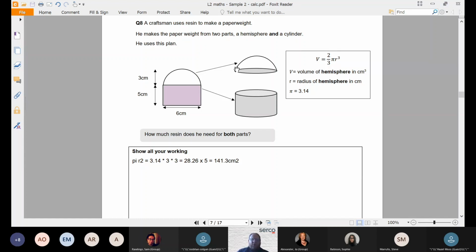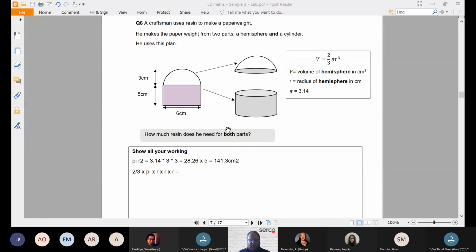We've now got to work out the hemisphere at the top, and the good news here is I said there's certain shapes you don't need to know. You need to know a cylinder, you need to know a prism, a triangle, cubes and squares. We don't need to remember how to work out the hemisphere, but it's given us the formula at the top. The formula is 2/3 times pi times radius cubed, which means times radius times radius times radius.